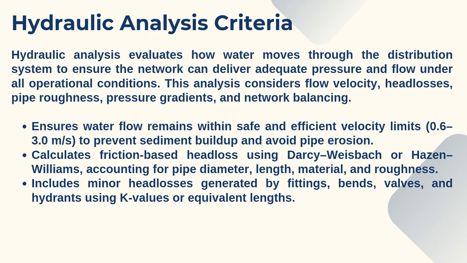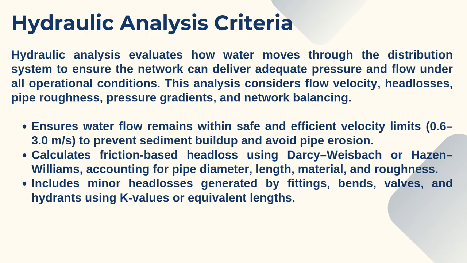Next is the hydraulic analysis criteria. Hydraulic analysis evaluates how the water moves through the distribution system to ensure the network can deliver adequate pressure and flow under all operational conditions. This analysis considers flow velocity, head losses, pipe thickness, pressure gradient, and also the network balancing. It ensures the water flow remains within safe and efficient velocity limits, around 0.6 to 3 meters per second, to prevent sediment build-up and avoid pipe erosion.